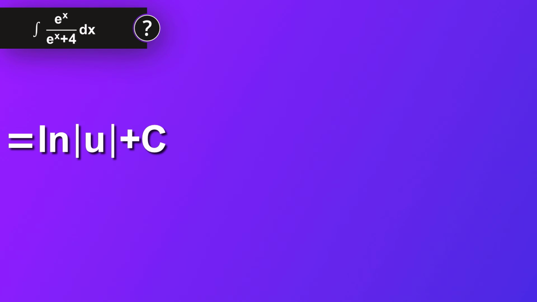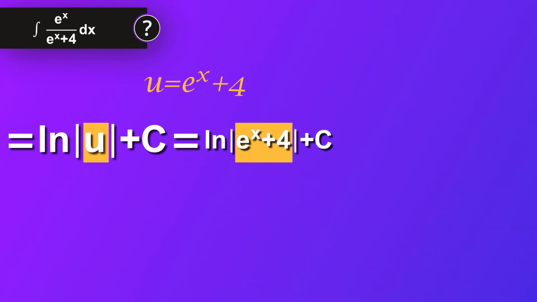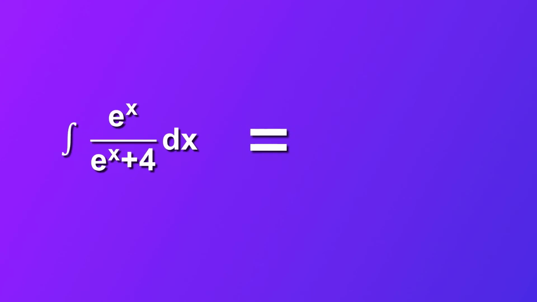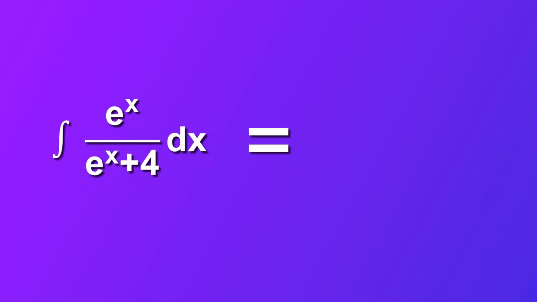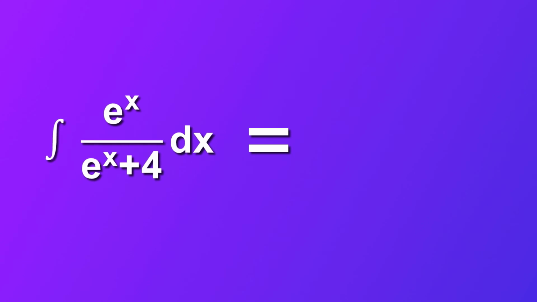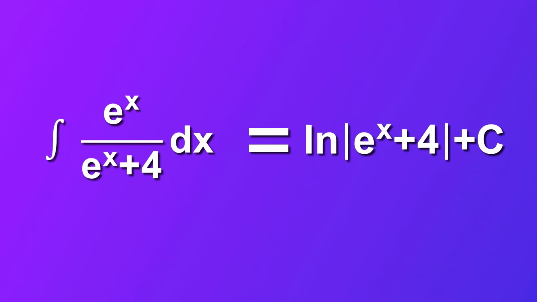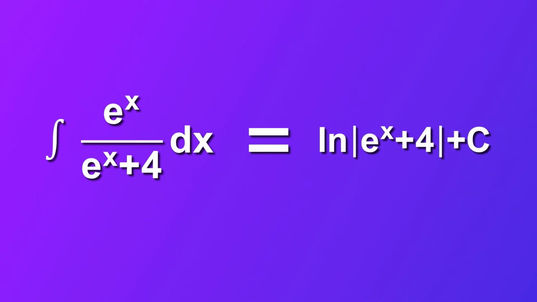But it is not the end of our solution. We must come back to our problem, and it was formulated using variable x. We used u substitution, and now we must come back to x. So instead of u, we now insert e raised to x plus 4. We've got natural logarithm of absolute value of e raised to x plus 4 plus constant c as a result of our problem. Finally, the indefinite integral of e raised to x divided by e raised to x plus 4 by dx is equal to natural logarithm of absolute value of e raised to x plus 4 plus constant c.